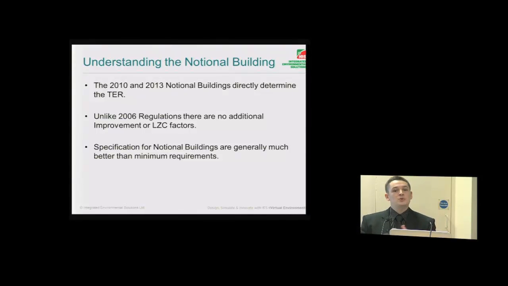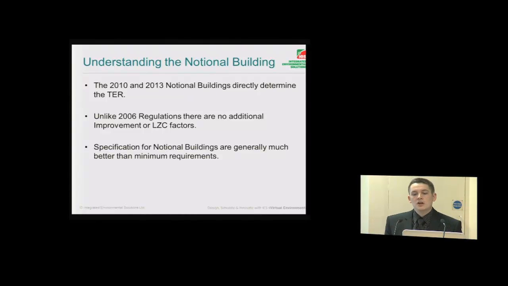Then, in order to improve upon that, a number of weighting factors were applied: an improvement factor and a low zero carbon factor. So under 2006, you generally had a target emission rate about 28%, that's our ballpark, lower than your notional building. When the 2010 consultation came out, there were two proposed approaches. One was to implement an aggregate reduction of 25%, and the other was to implement a fixed reduction.